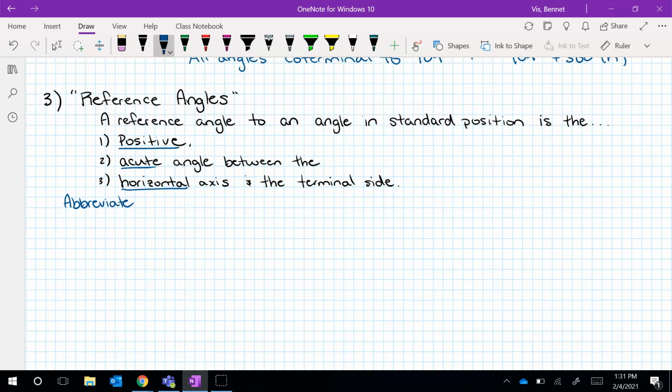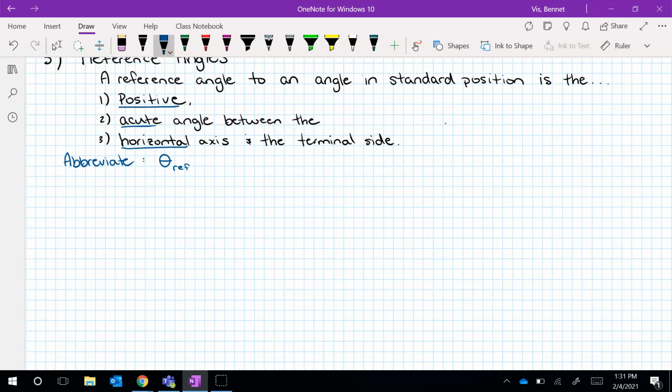You'll see this a lot. We abbreviate it as theta, and then we'll write down here "ref" for reference angle. So this is what I mean. Okay, let's do an angle here. Let's pick a different color. We'll do a 130 degree angle out in quadrant 2 there.